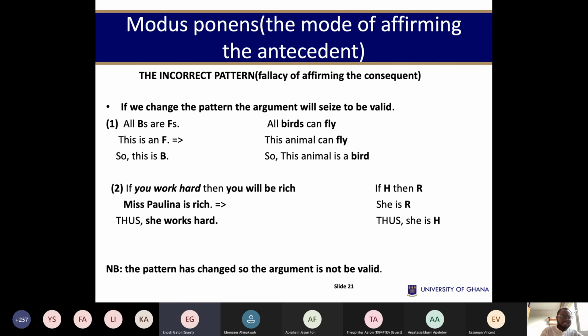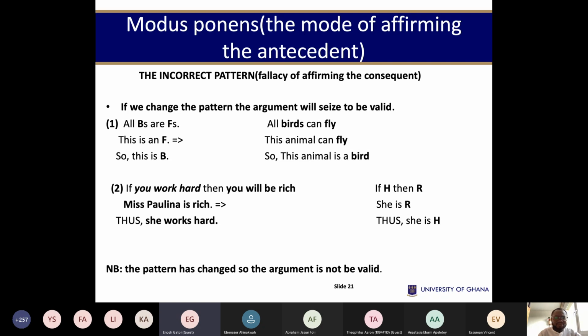Let's look at the structure. All B's are F's. All B's are F's. The correct pattern is that this is a B. That is the correct pattern. But in the wrong pattern, you've rather gone to affirm what? The consequent, which is F. So this is an F. If you affirm the consequent, there will be a problem with the conclusion.